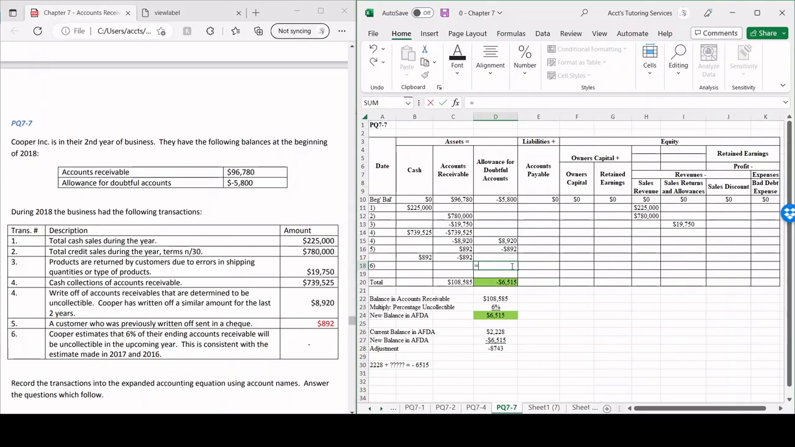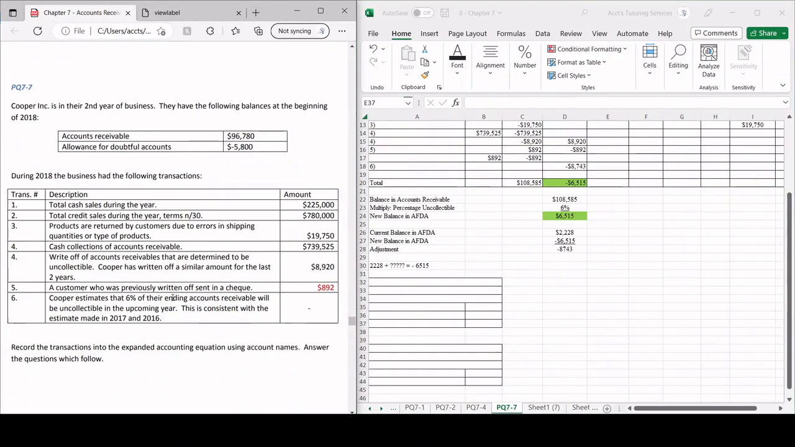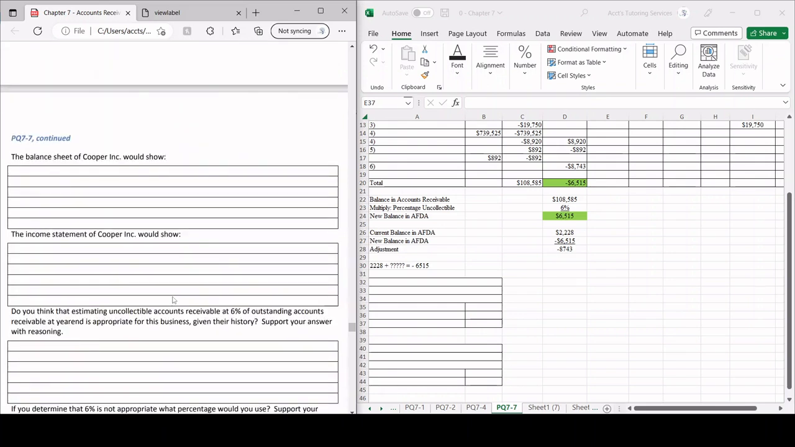That means that our allowance for doubtful accounts is going to increase by this much. And by the same token, our bad debt expense is going to increase by this much as well. This is negative because allowance for doubtful account increases on the negative side because it's a contra account. This is positive because it's an expense and our expense is increasing. Simple as that. All right, let's keep pushing forward.